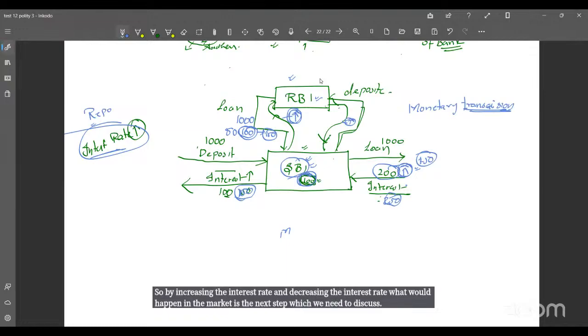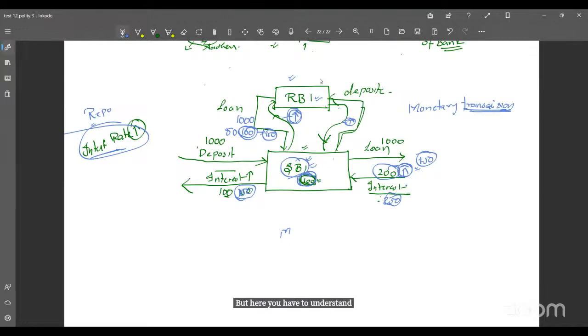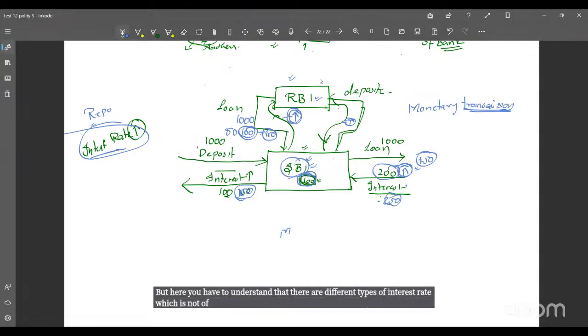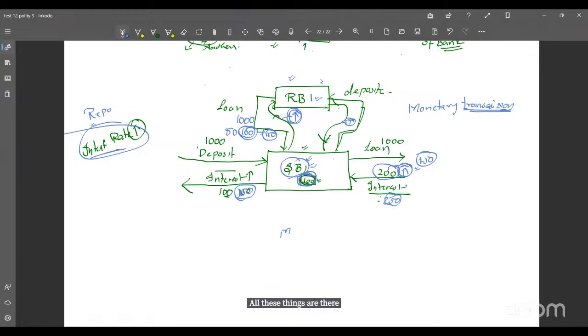But here you have to understand that there are different types of interest rate, which is not of our interest right now. We are not discussing that today. There are qualitative methods, there are quantitative methods. So qualitative methods, you have something called bank rate, you have something called repo, reverse repo, the liquidity adjustment facilities, conventional, unconventional, marginal standing facilities, open market operations. All these things are there that we are not going to discuss today. That you can read, learn by yourself.